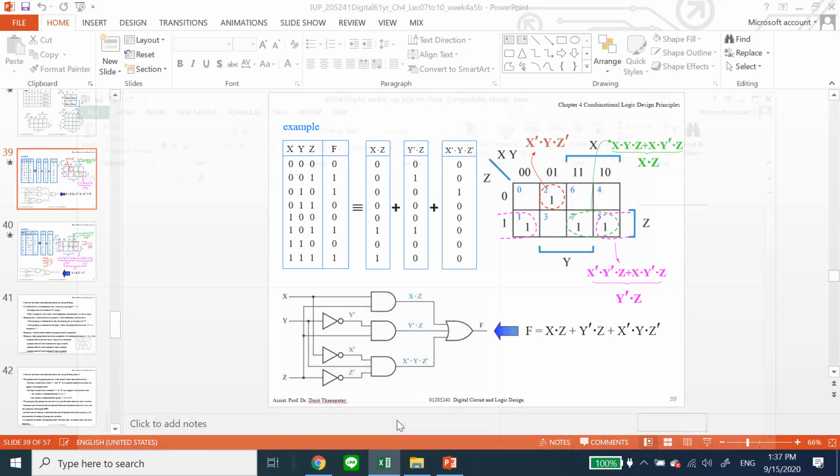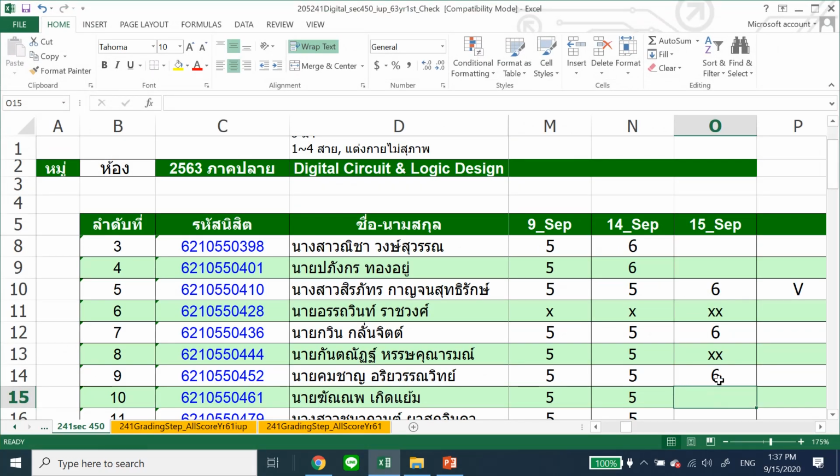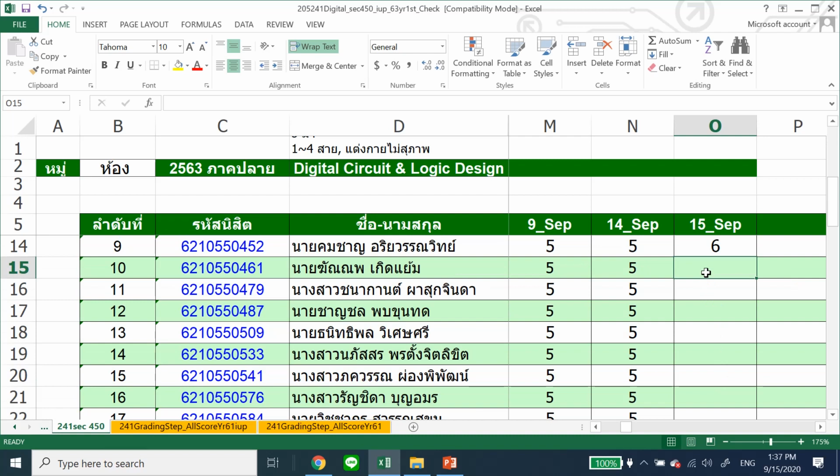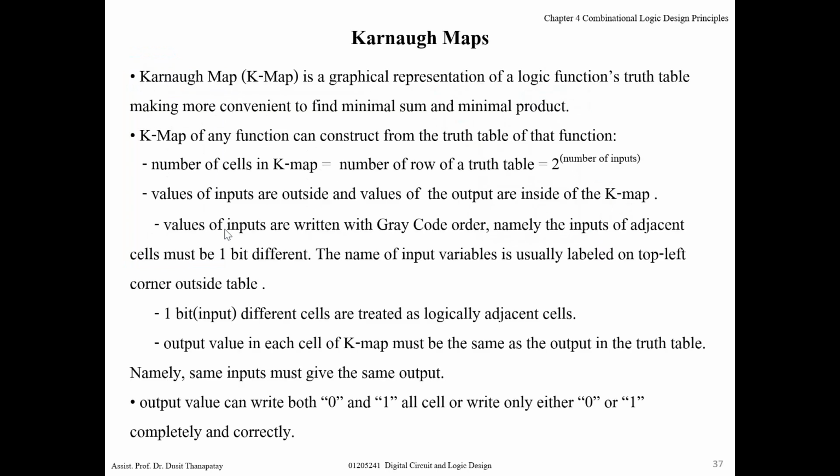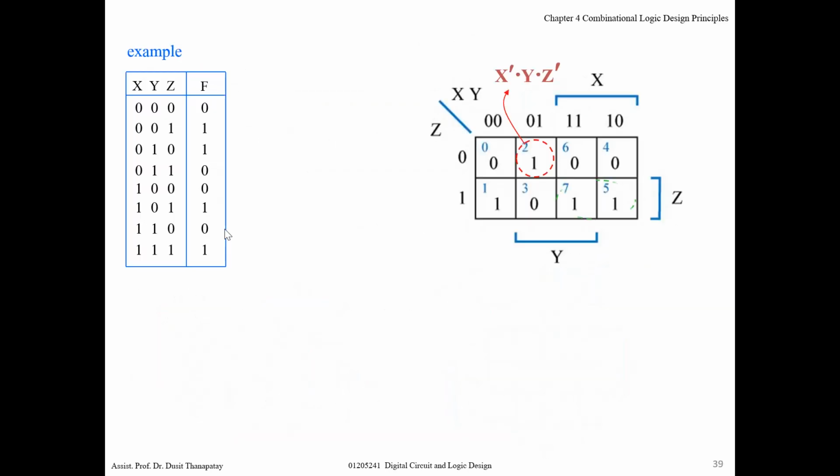Okay. If you're not clear, you can ask Mr. Kano. Kano can give you some advice. Chanakan, okay, your turn. Okay, let's continue.